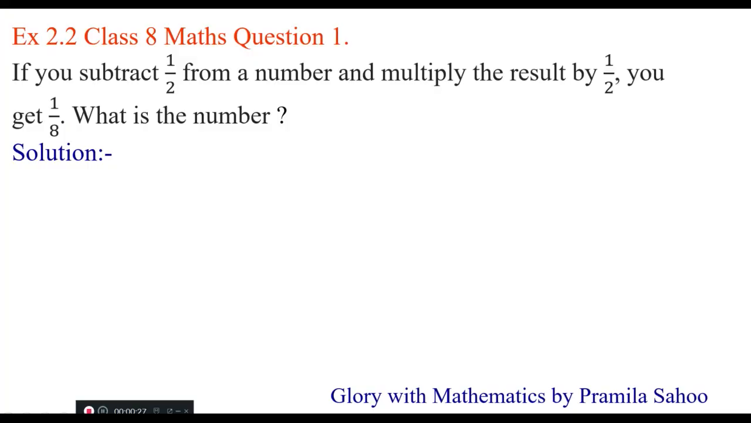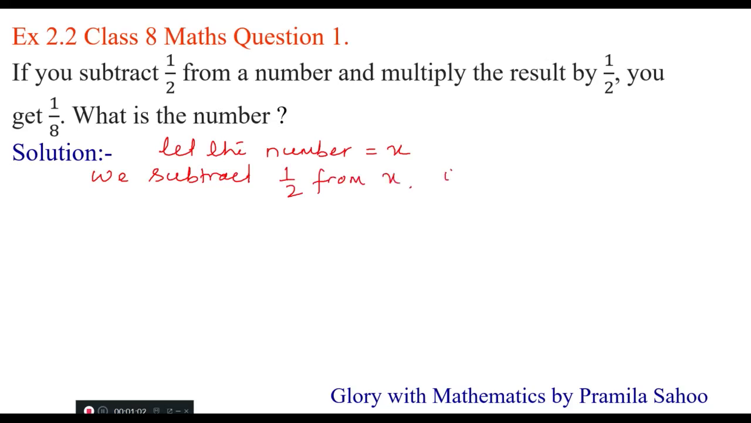Question number 1. If you subtract 1 by 2 from a number and multiply the result by 1 by 2, you get 1 by 8. Then what is the number? So, let that number be x. We subtract 1 by 2 from x. So, that is x minus 1 by 2.